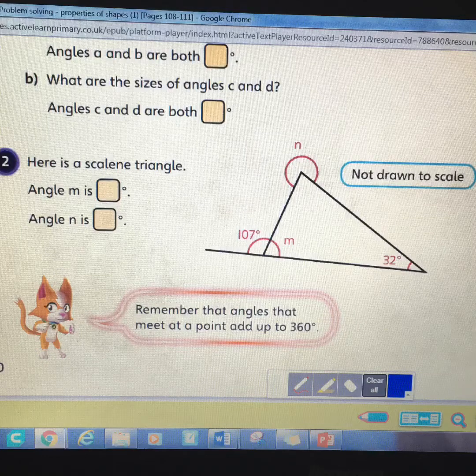Okay then, here is question 2. So this time we have got a scalene triangle. What does a scalene triangle mean? It means that all the lengths are different and all the angles are different. So work out angle M first of all, and then have a go at N. Off you go.